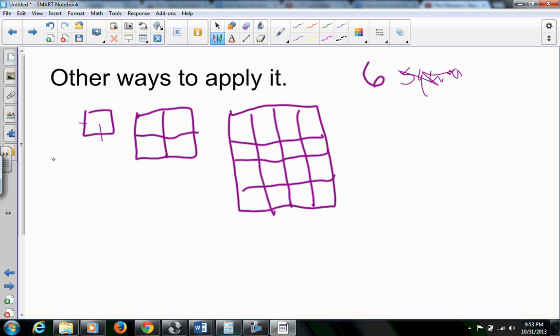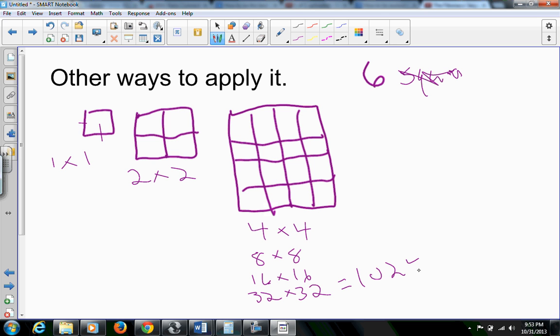So in the first pattern, I have a 1 by 1. This one is a 2 by 2. This is a 4 by 4. Well, how am I going from one to the next? I'm obviously multiplying by 2. So the one after that is going to be an 8 by 8. Then the one after that is going to be a 16 by 16. And the one after that will be a 32 by 32. And all I have to do then is multiply 32 by 32 to get 1,024. And now I can answer that question. And I don't even have to draw the pictures.